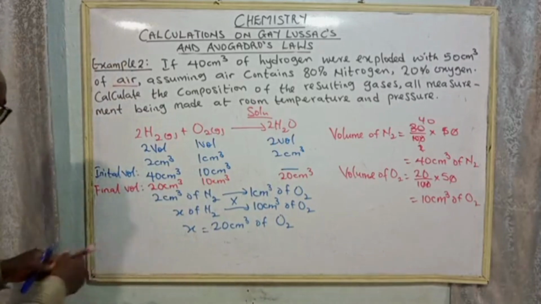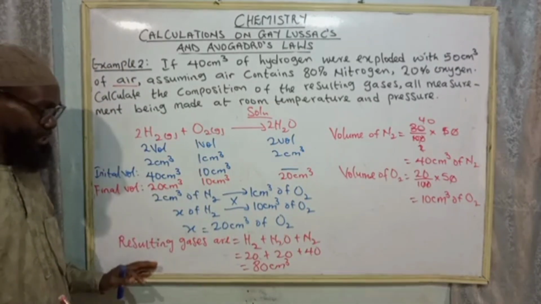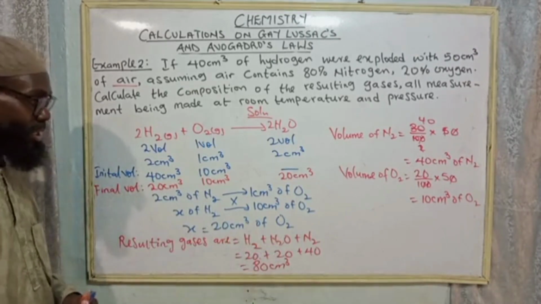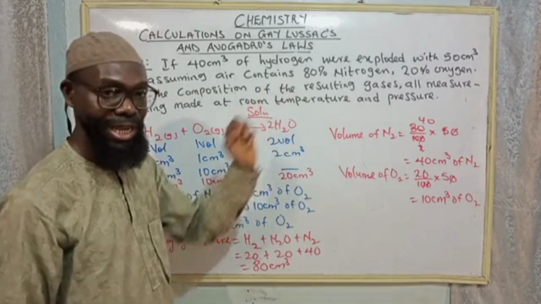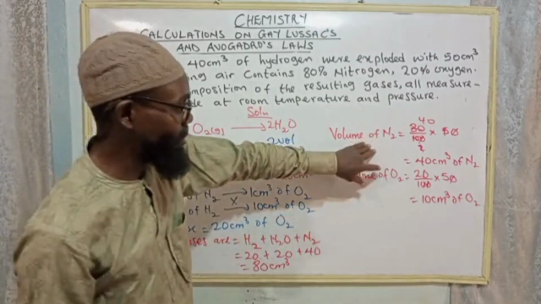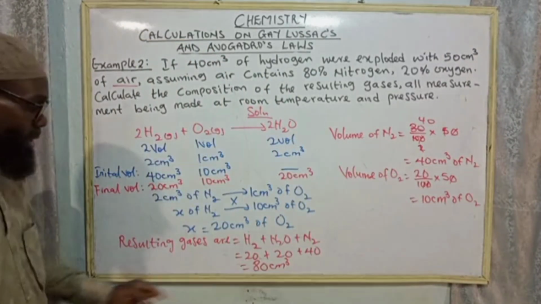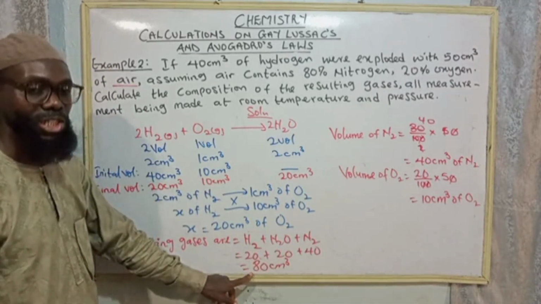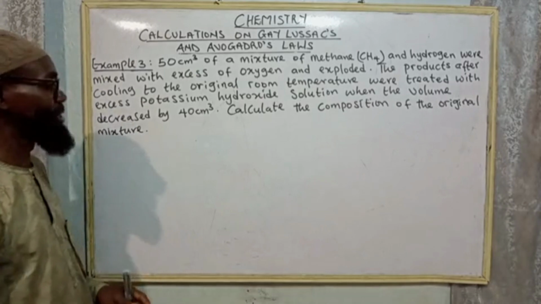So our resulting gases are hydrogen, water vapor, and nitrogen. Don't forget that nitrogen does not react. It's going to be in excess. So in that case, the volume of nitrogen here is 40 centimeter cube. So we add them together to give us what? 80 centimeter cube. Let's look at this question 3.